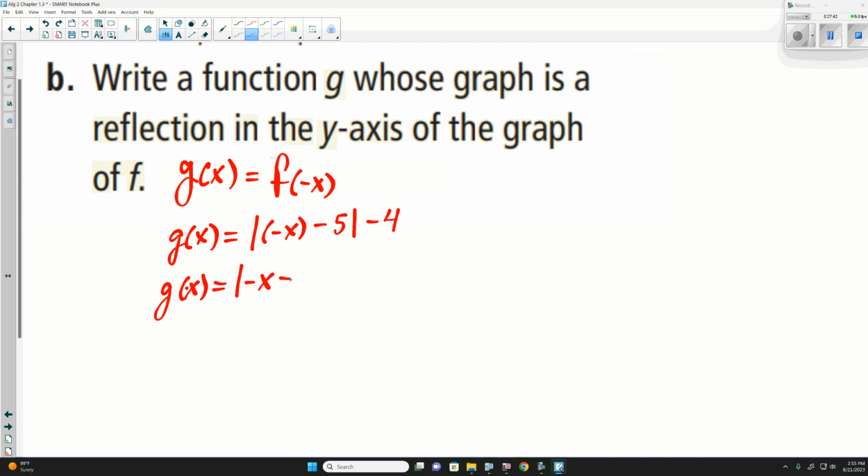But here we don't, because the negative x is the only thing that has changed. Now, if there had been, say, instead of having x minus 5 inside the absolute values, if it had been 2x minus 5, then we'd have to multiply the negative x by the 2 to simplify. Questions on this here?